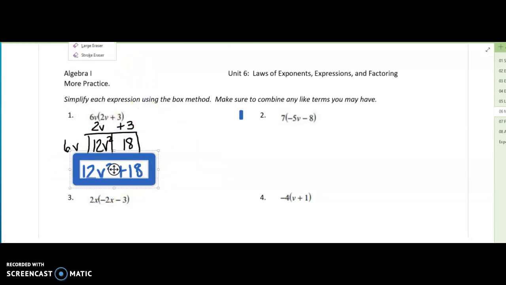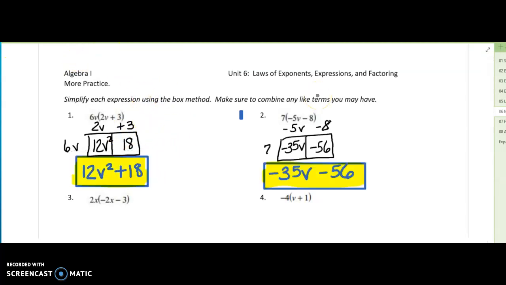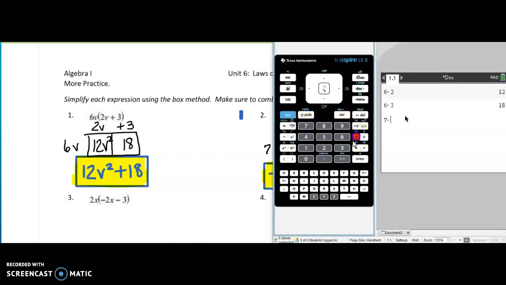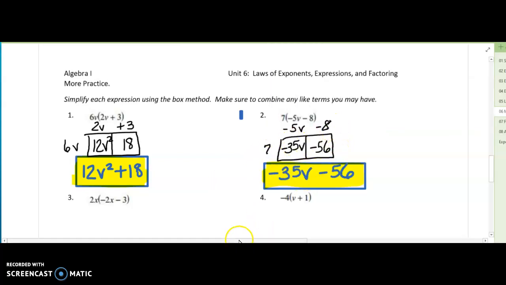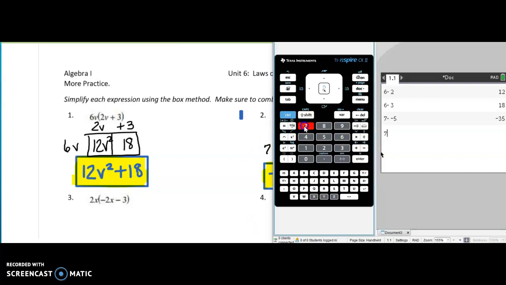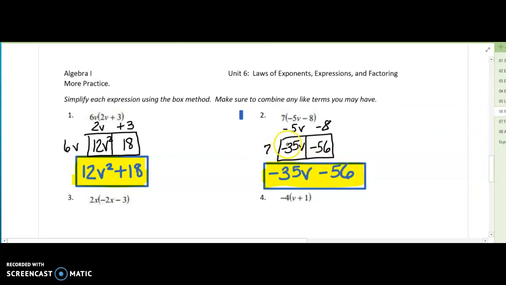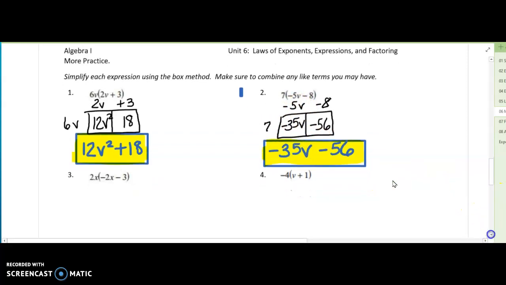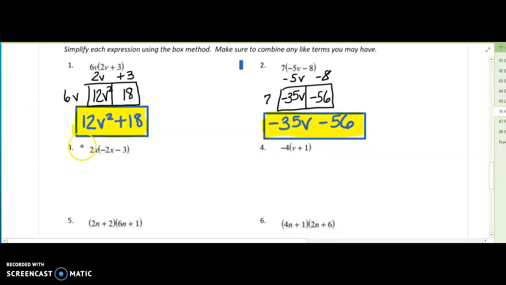So we have, let's see, 7 times negative 5v. So 7 times a negative 5 is a negative 35. We always check that, right? And then 7 times a negative 8 is negative 56. Okay, so we don't have a v here, so it's just v, right? Negative 35v minus 56.